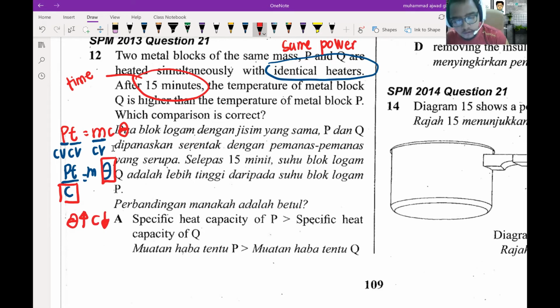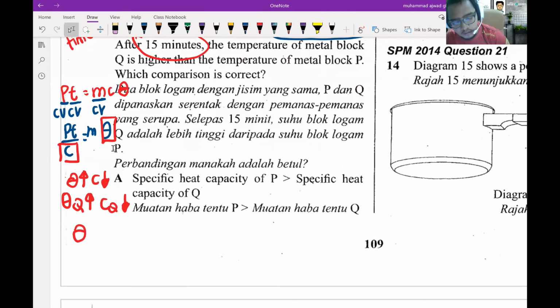Okay, so dah kat sini, the temperature of Q is higher than temperature of P. Okay, maknanya theta untuk Q higher. Jadi Q ada low specific heat. Okay, theta untuk P is lower. Jadi P ada higher specific heat. Okay, so specific heat of P is higher than specific heat of Q. Okay, jawapan D.